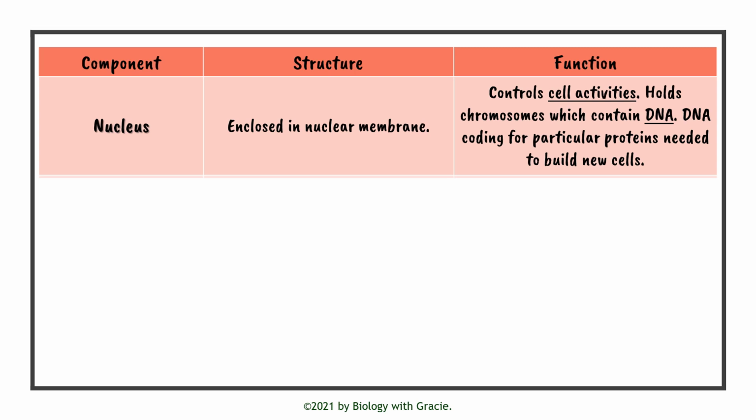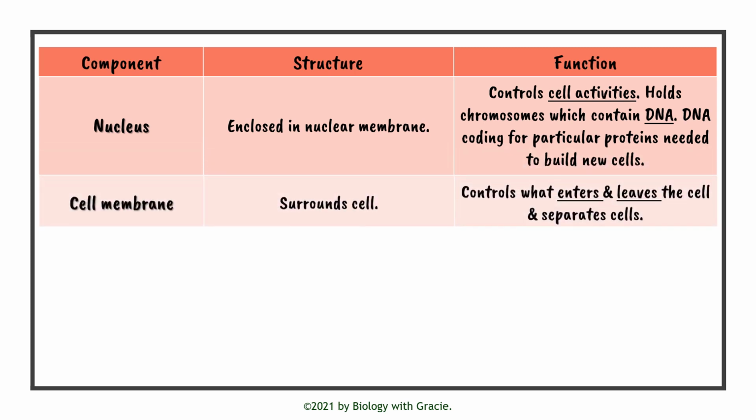So essentially the nucleus has its own protective layer or wall. And the function of the nucleus is essentially acting as the brain of the cell. So it controls what goes on inside. It controls these cellular activities. It also contains chromosomes, which contain DNA, and DNA is essential because of its coding abilities. So it codes for particular proteins, and these proteins are needed to build new cells.